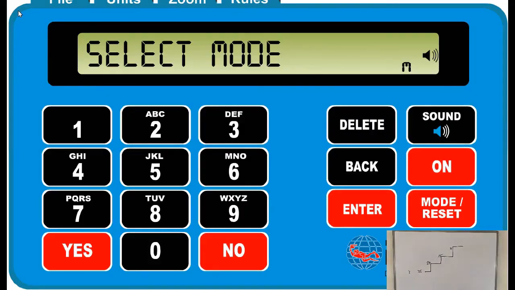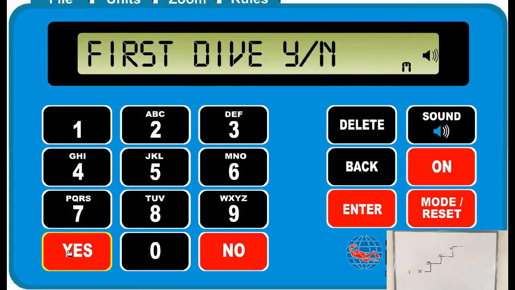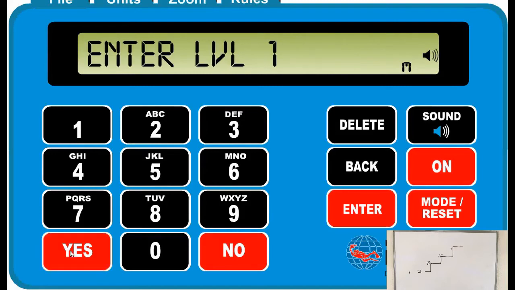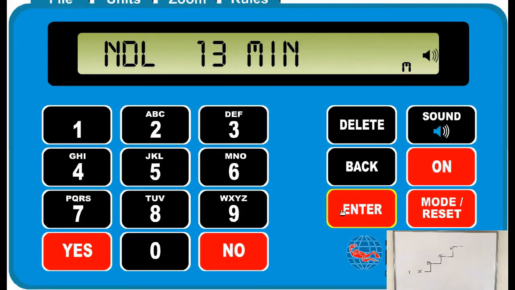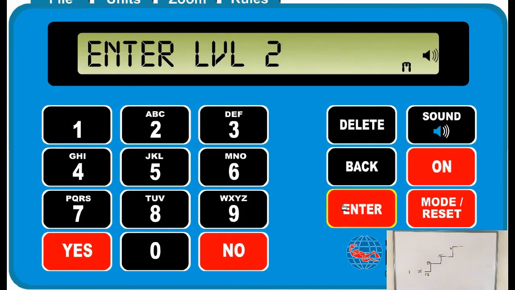It's nice and easy. So starting back with resetting this. Oh yes, choose dive planning. Multi-level, yes. First dive, yes. And this is nice and easy then. What's the first level? 35. So we put 35 metres. Click enter. And the NDL was 13 minutes. So we can spend 13 minutes at that depth. And then the next level, 13.